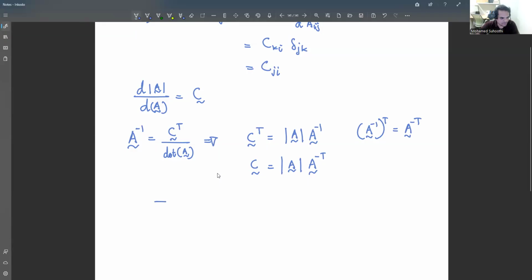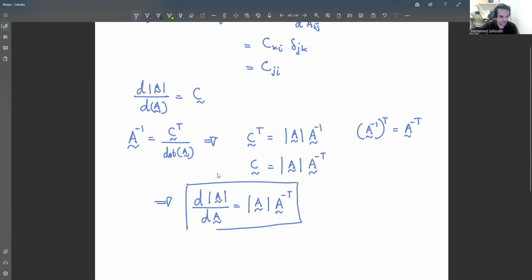Therefore, finally, the differentiation of determinant A with respect to the matrix itself is determinant of A times the transpose of A inverse, right? Yes, so this is a very, very important finding. We will use it a lot when we derive constitutive models, especially for plasticity, everything.